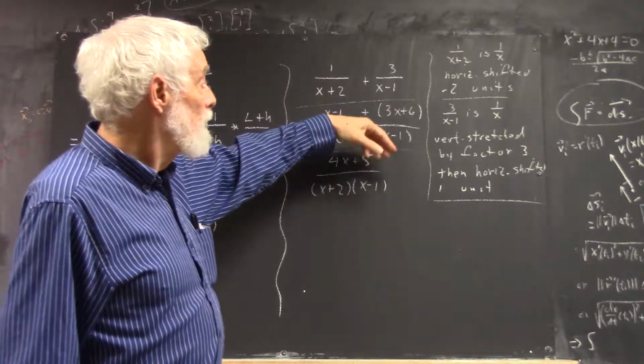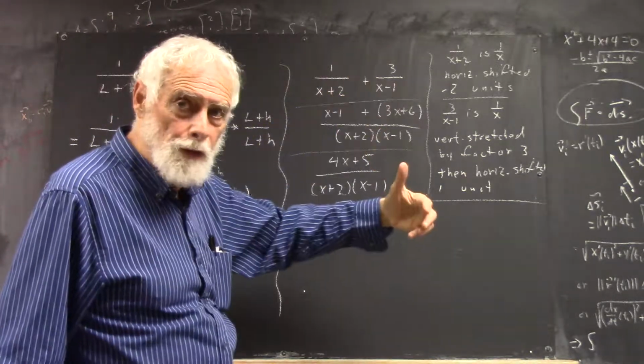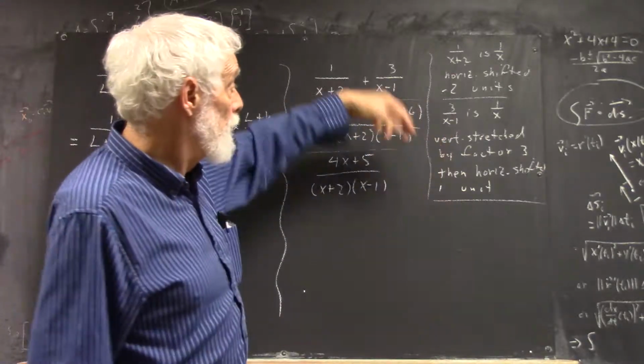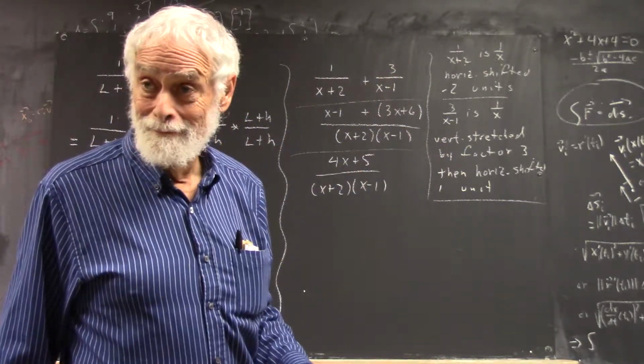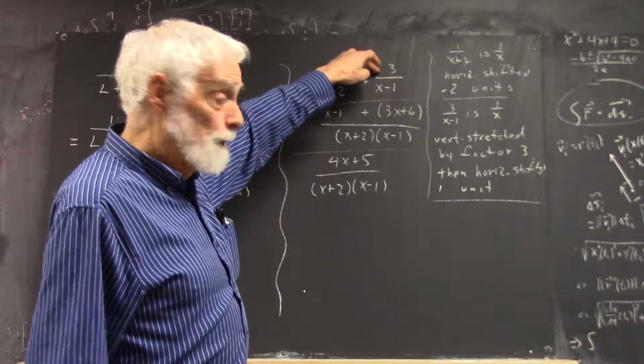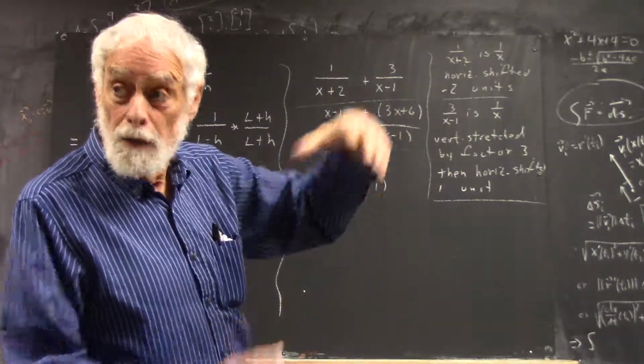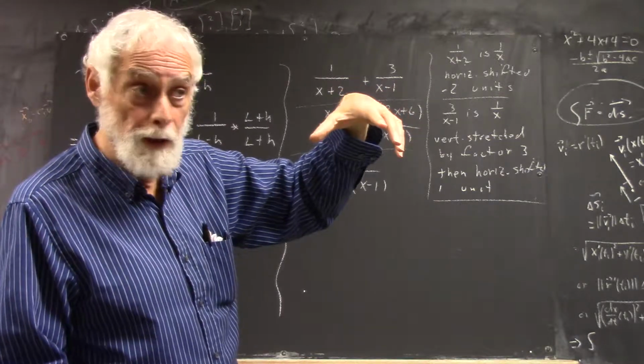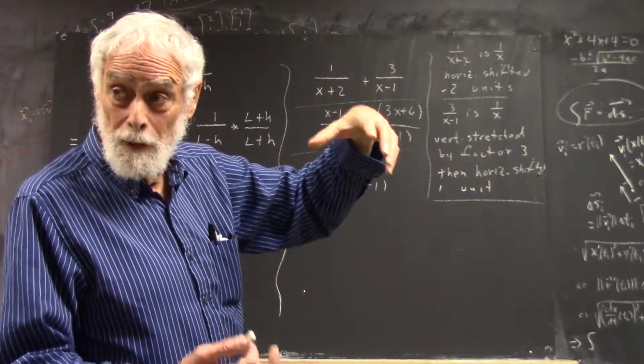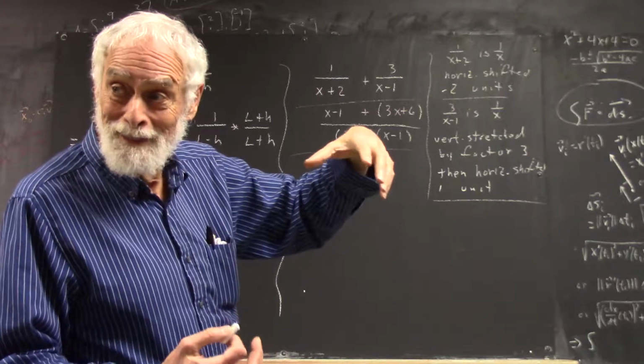Well, first of all, if you have the 1 over x function, you'd better multiply it by 3 to get 3 over x. You're going to need to multiply by 3. That's a vertical stretch by factor 3. Everything moves 3 times as far from the x-axis. That's what a vertical stretch does. Make sure you understand that. It'll be important for your test grade, okay?